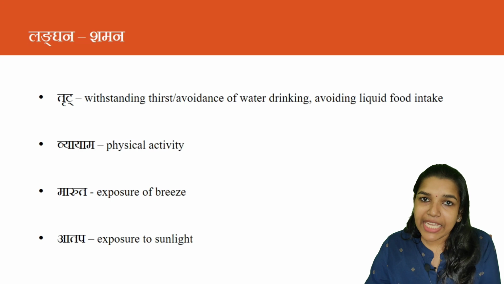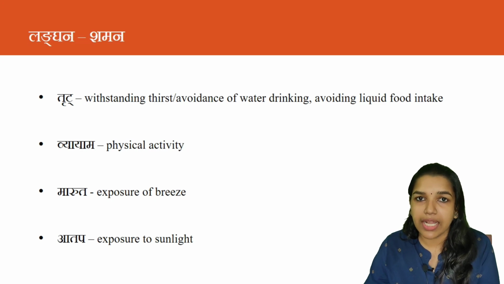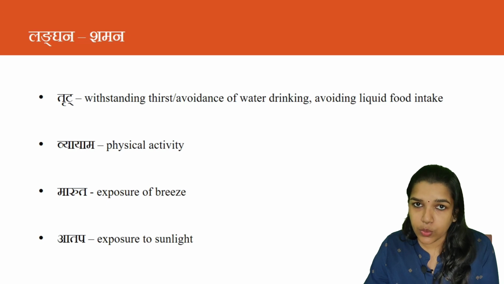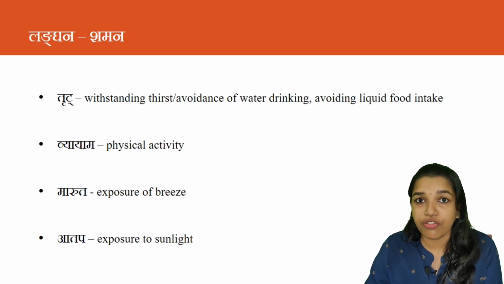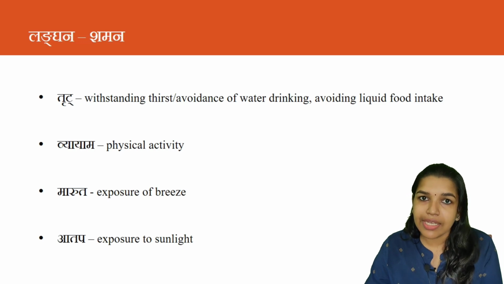So these are the main 2 types of Lankhanas, that is Shodhana and Shamana. Shodhana means that which will be expelling the dosha out of the Sharira, that is, imbalanced doshas will be expelled out of the Sharira forcefully. That is Shodhana, and it is of 5 types: Niruha Basti, Vamana, Virechana, Nasya and Rakta Mokshana.